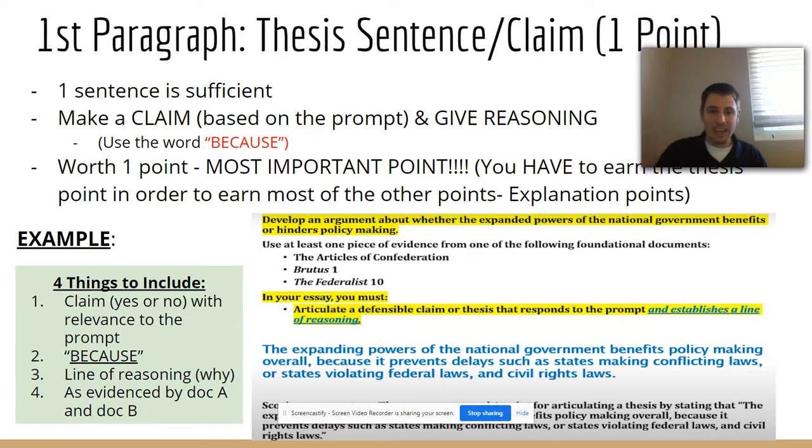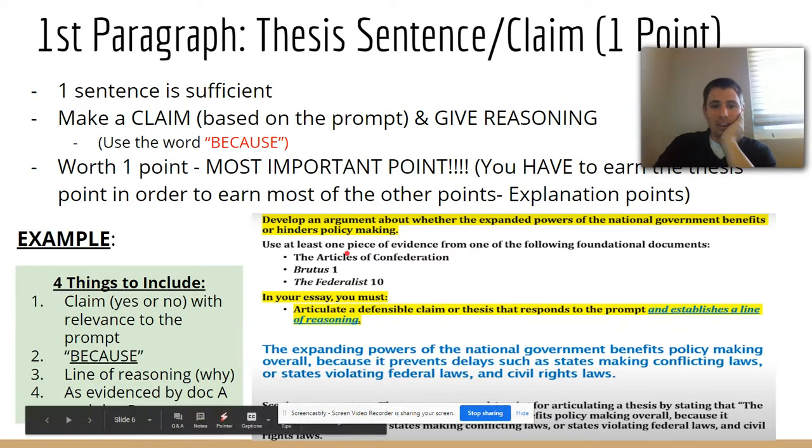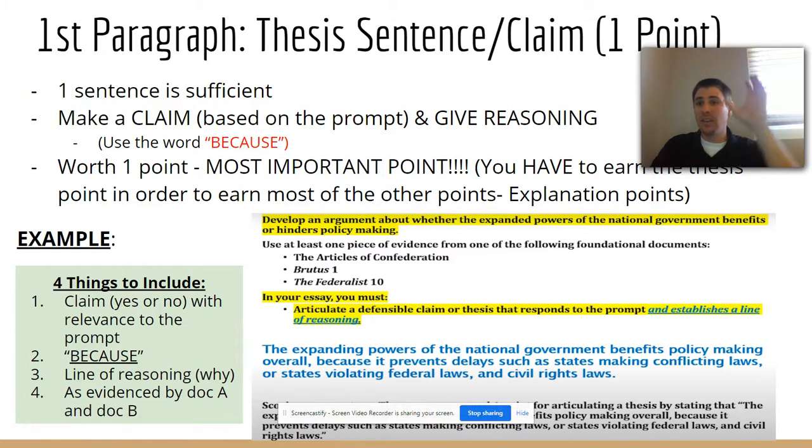So in this case, I would have had the expanding powers of the national government benefits policymaking overall. That's my claim. Because it prevents delays such as states making conflicting laws or states violating federal laws and civil rights. That is my line of reasoning. Why do you believe that? Where are you going? And then I would say, as demonstrated by the Articles of Confederation and the U.S. Constitution and the Federalist 10. And then those documents that you choose, A and B, those are going to be your body paragraphs.